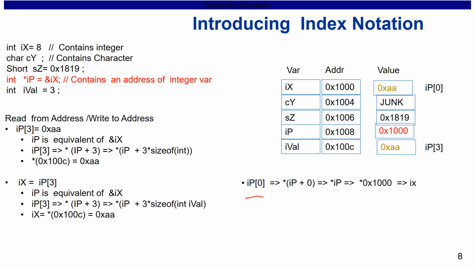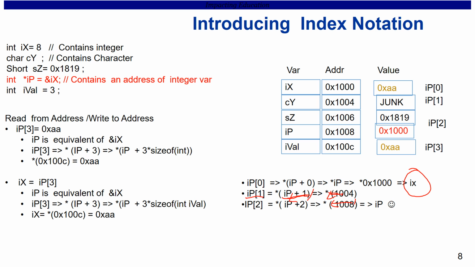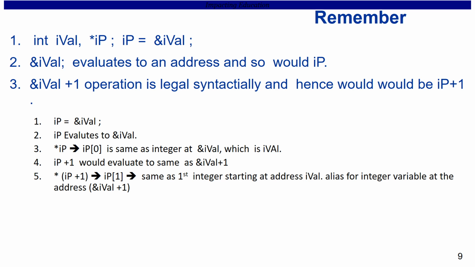So we saw IP of 0 is nothing but star of IP of 0. IP of 0 is nothing but star of IP plus 0 into size of integer, which is 0, which is same as star IP. So IP of 0 is nothing but star of IP, which is nothing but IX. IP of 1 is the integer beginning at address 1004. IP of 2 is same as IP, right? IP of 2 evaluates to same as IP because it evaluates to access 1008. So that's what we saw.